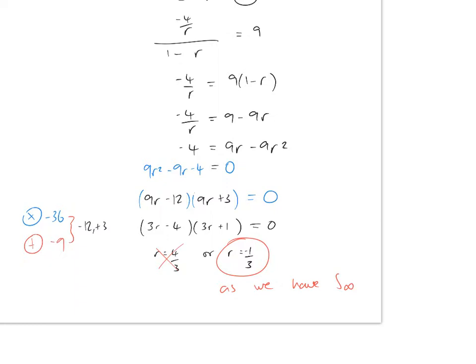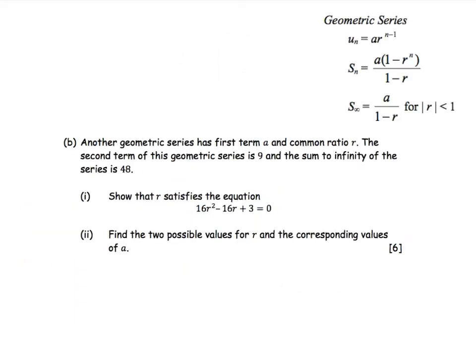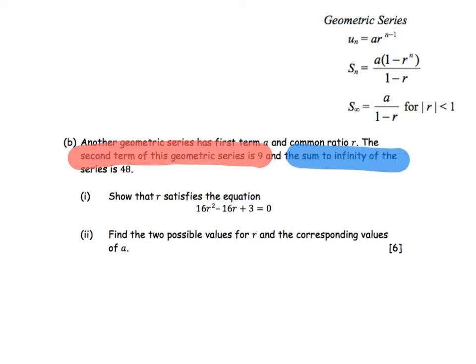Okay? So this question here says another geometric series has the first term a and common ratio r. The second term of the geometric series is 9, and the sum to infinity is 48. So this is pretty much the same question that I just did. So definitely have a pause of the video and try and beat me to this one, and I'll show you what the working is here.